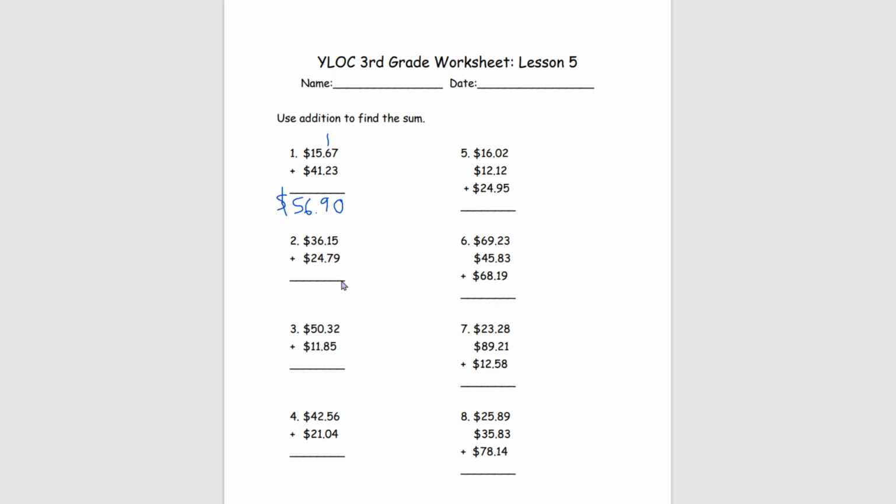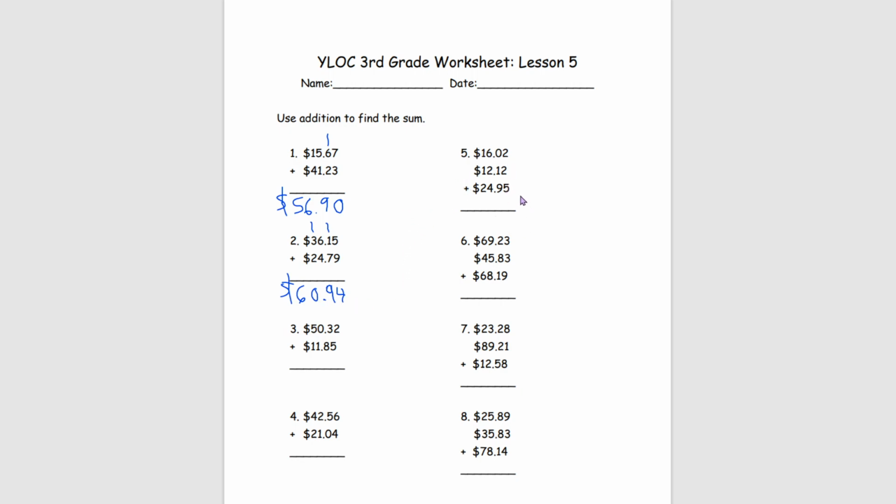For number 2, we're doing the same thing. So we have 5 plus 9, which equals 14. So we bring down the 4, and we carry the 1 over. 1 plus 2, or 1 plus 1 equals 2. Plus 7 equals 9. So we put a 9 right here. Bring down the dot. 6 plus 4 equals 10, so we put a 0 right here, carry the 1 over, and we have 1 plus 3 plus 2, which gets us 6. And so our answer for number 2 is $60.94.